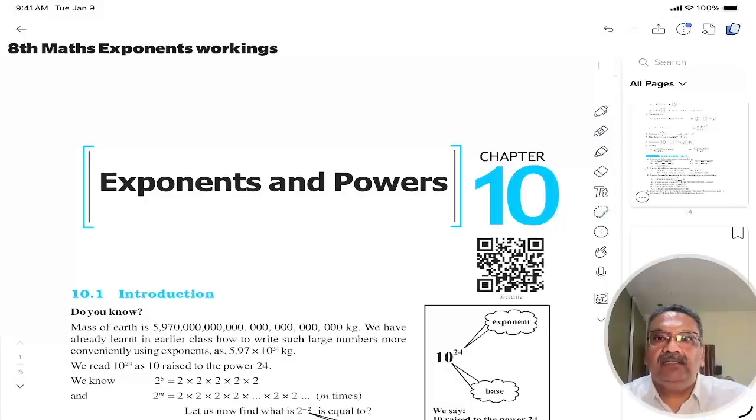I feel that the student should practice the examples and the exercise given in the old syllabus chapter of exponents and power.